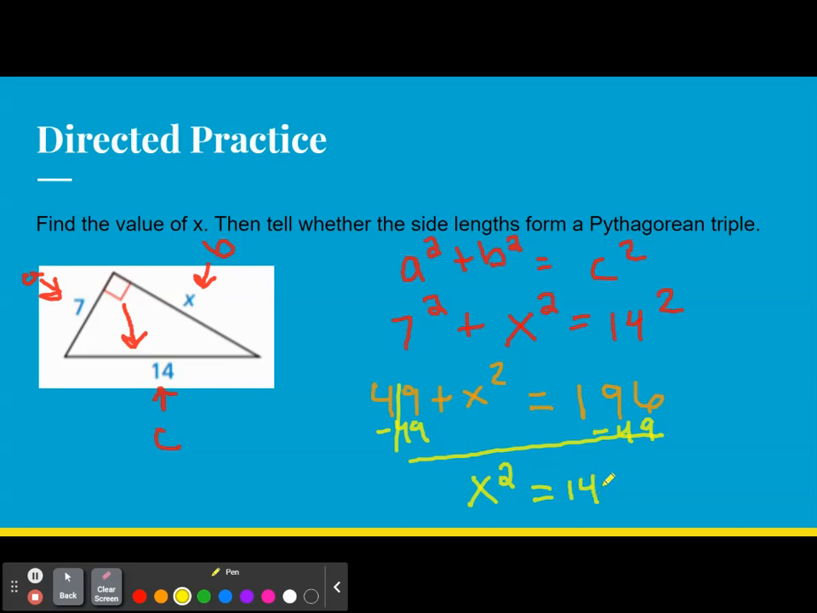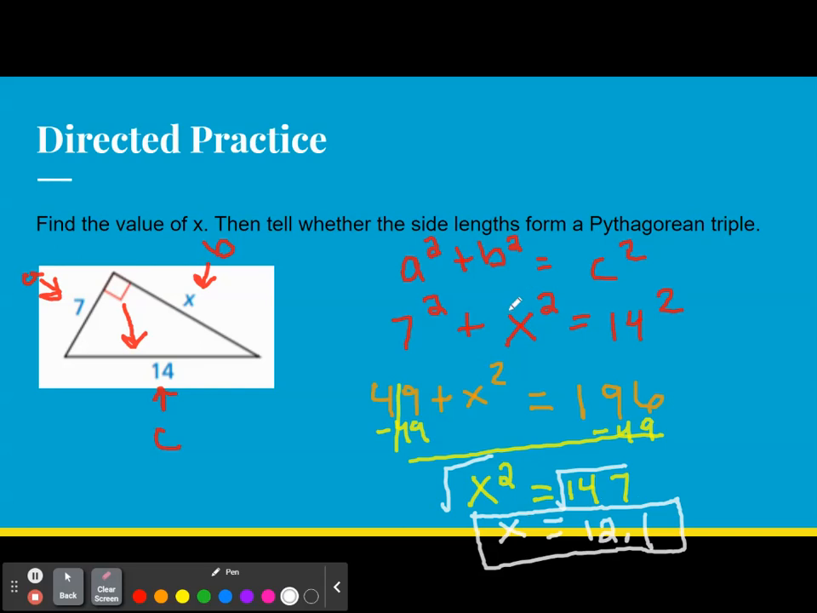147, do y'all agree with that? Yeah, sure. Okay. Now take the square root. Andrew, what's the square root of 147? 12.1. Okay, so x equals 12.1, and I'm counting on y'all to make sure that that answer is correct. That is correct. Is this a Pythagorean triple?